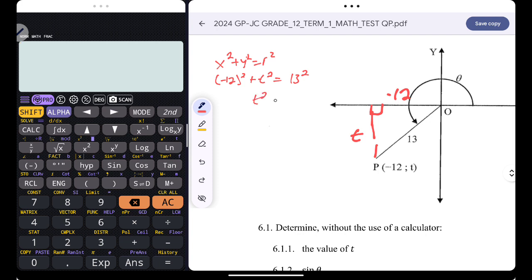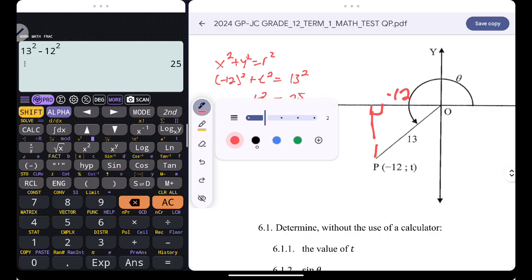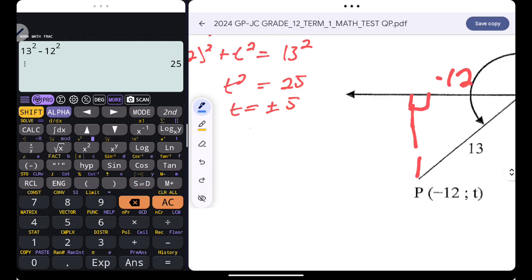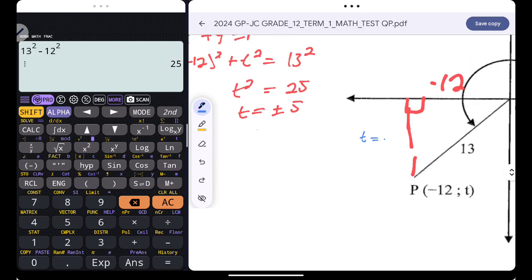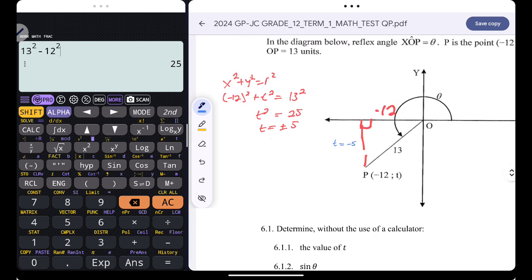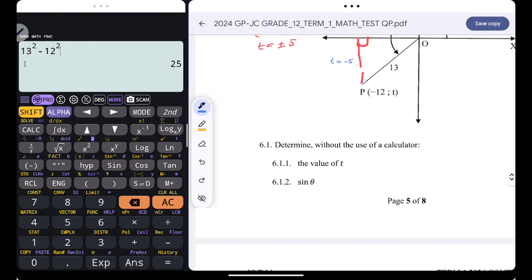So T squared is just 13 squared minus 12 squared, and that's 25. So T will be plus or minus 5. Since our triangle is below the x-axis, guys, it simply means that y is negative, which simply means that the value of T is equal to negative 5. Are we together? So the value of T is just negative 5, né?